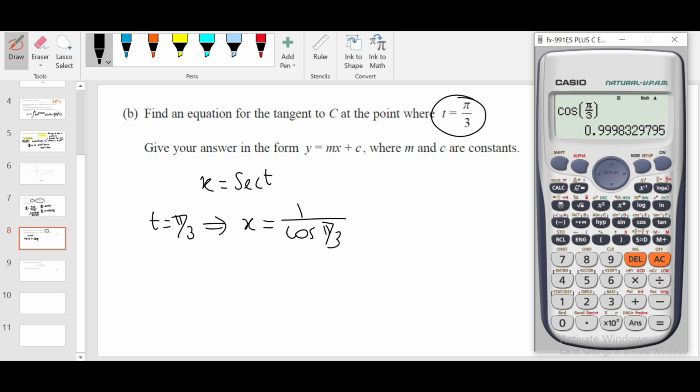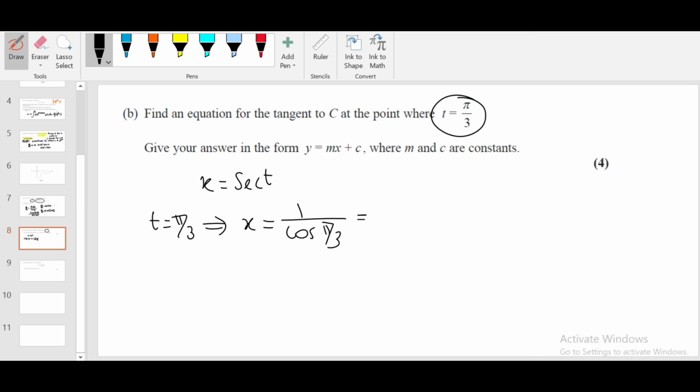Why am I getting a decimal? Oh, sorry. Okay, this is a common mistake. You see, my calculator is in degree mode. So I'm going to change it back to radian mode. That's 1 over 2. So 1 over 1 over 2 is going to be just 2. Okay, that's a classic mistake actually. Make sure your calculator is in radian mode.